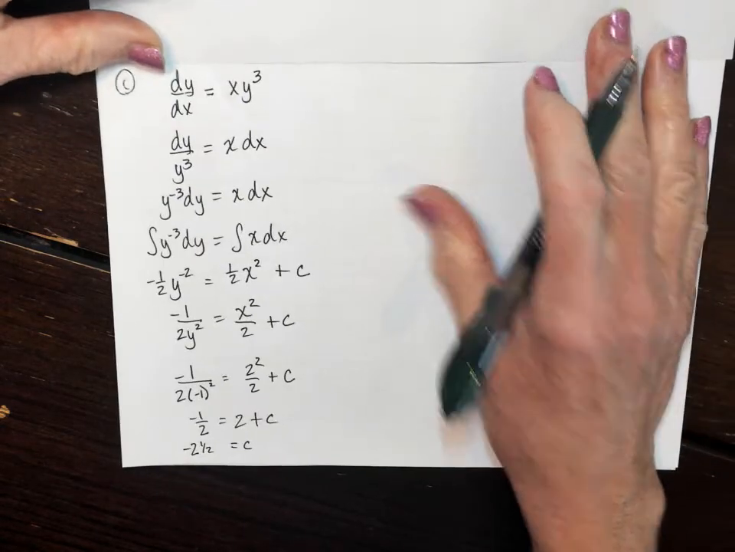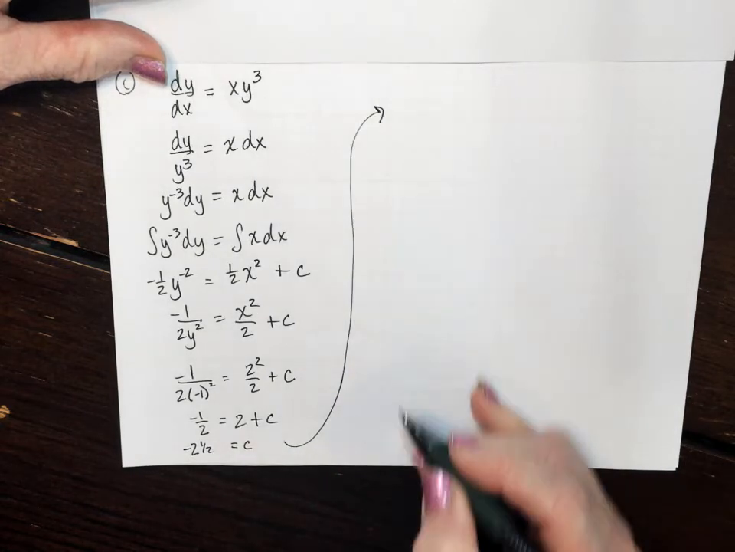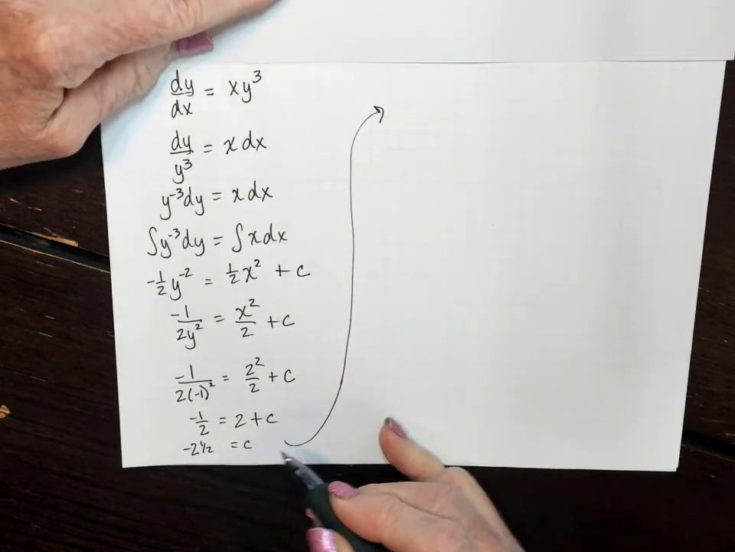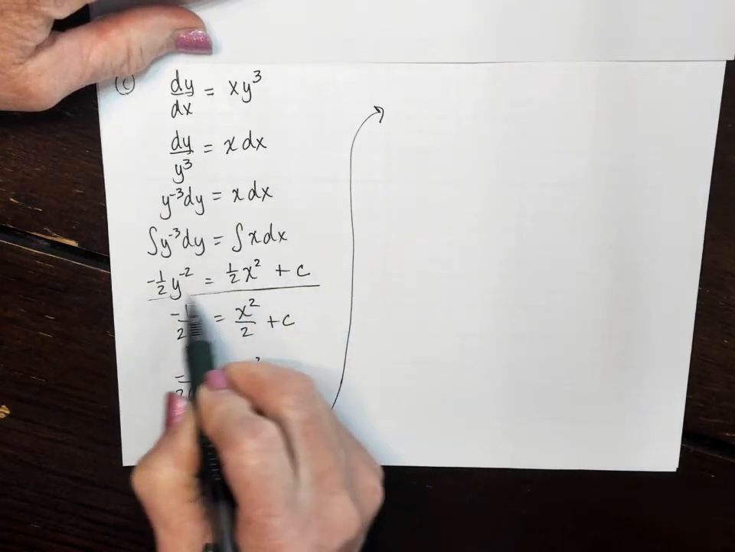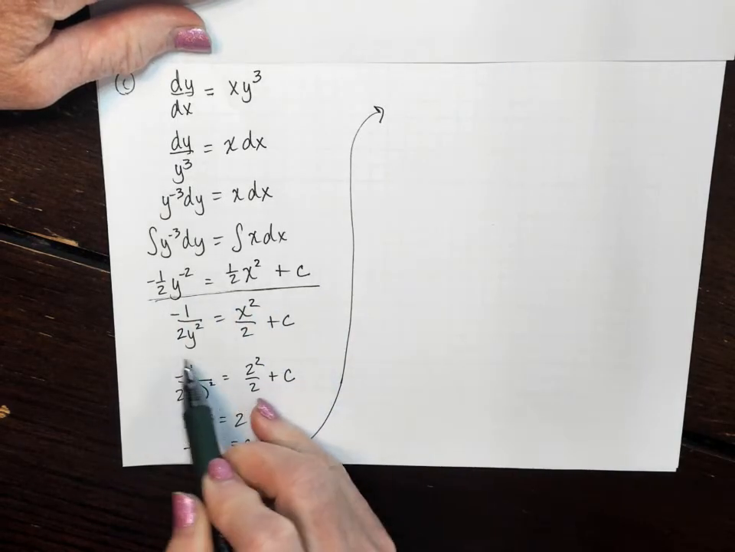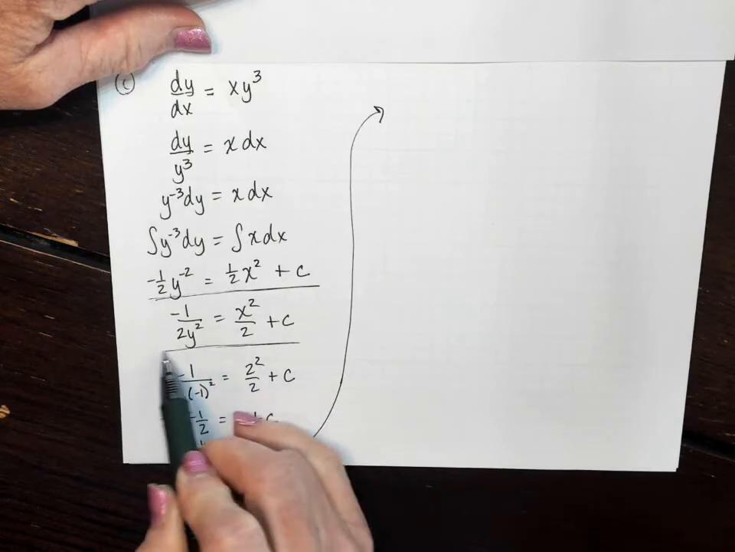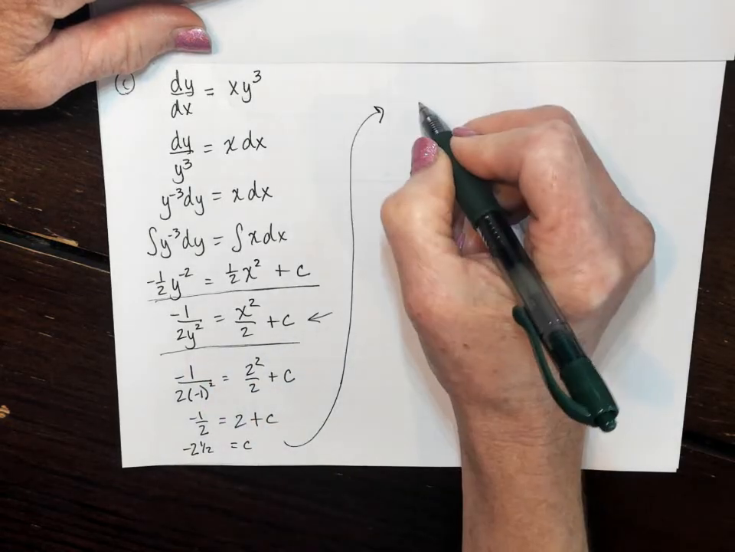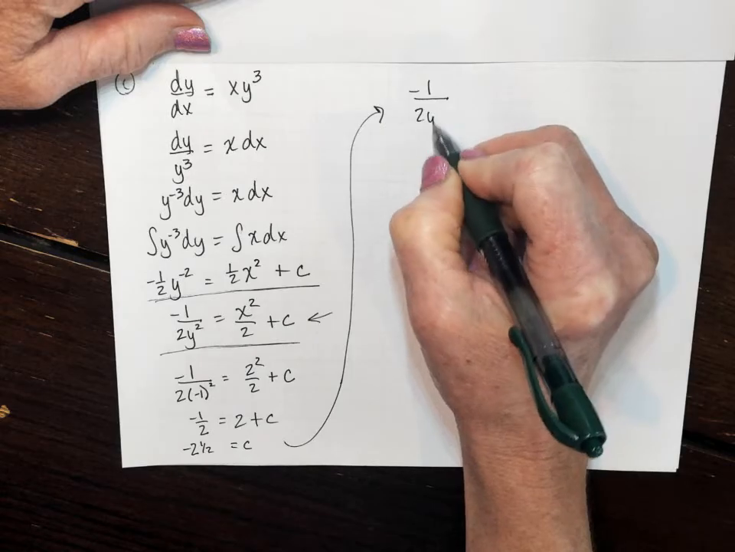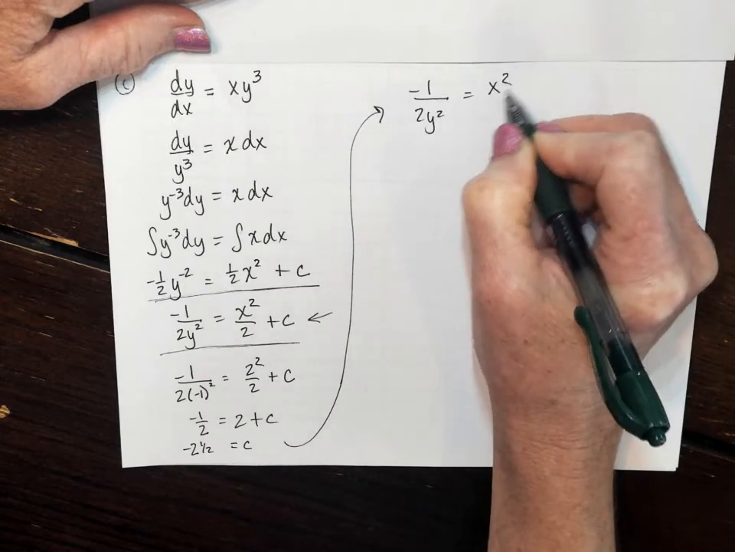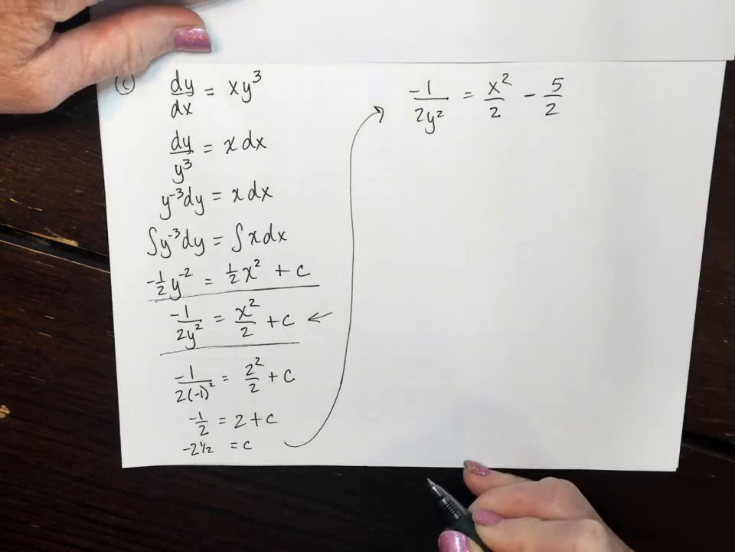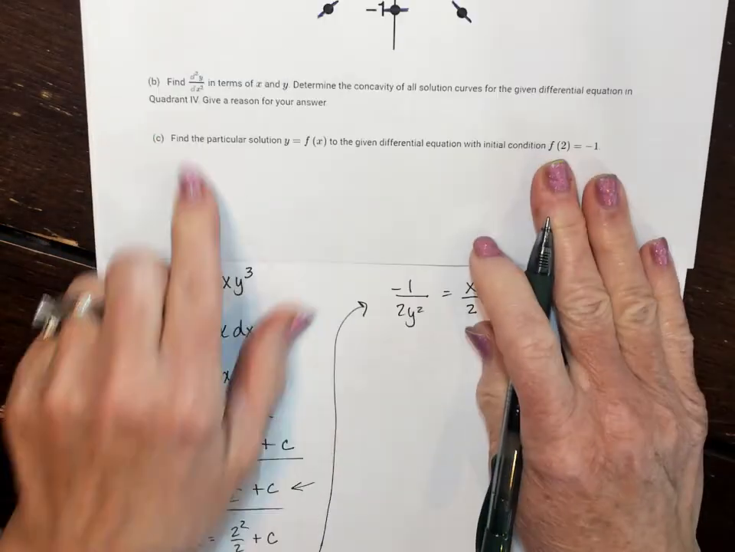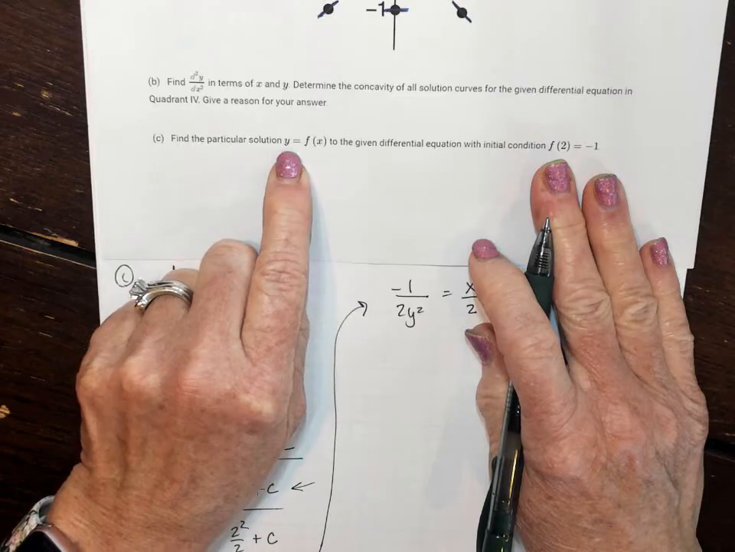Okay. Sorry about that. Let's come up here, and I'm going to substitute in that c value. I'm going to go right back to the line where I substituted in. This one, sorry. Let's see, negative 1 over 2y squared equals x squared over 2 minus 5 over 2. All right, now, find the particular solution to y equals.